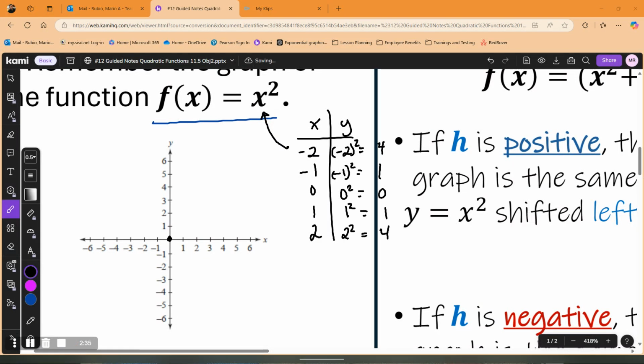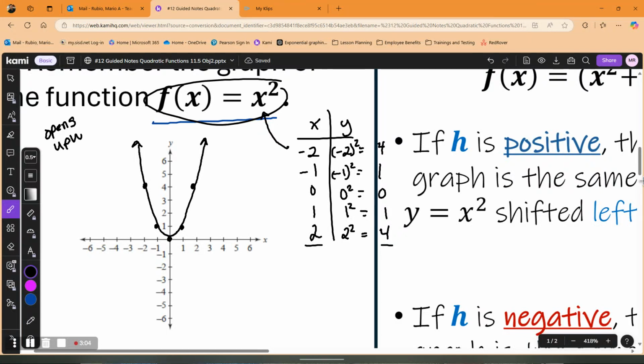These are the coordinate points that will allow us to graph this function. So we have negative 2, comma 4. We have a point at negative 1, comma 1. We have one at 0, 0. We have a point at 1, comma 1. And then the last one is 2, comma 4. And this becomes the graph of our function. It's a parabola that opens upward. Okay, so I'm going to make a note because we're going to use this later. It opens upward, which means it's pointing up.